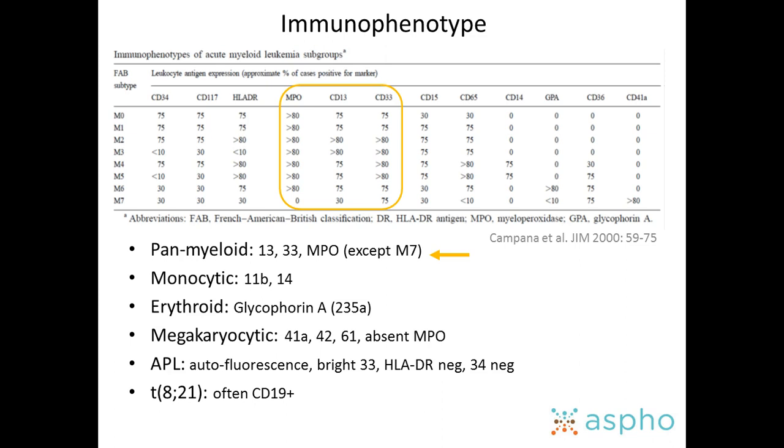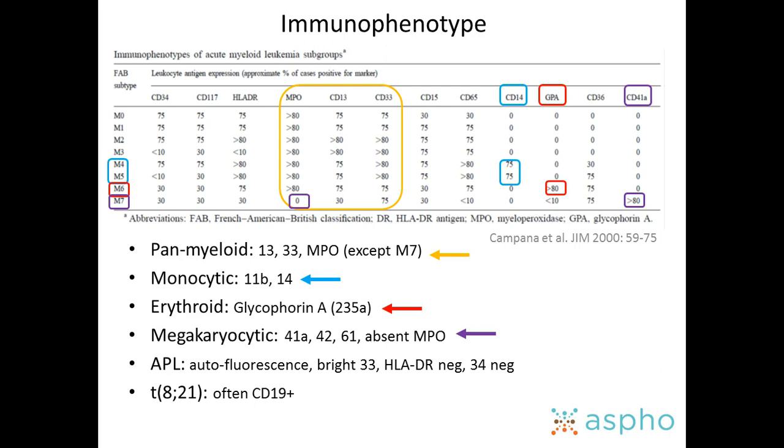There are a couple of markers that are selective for monocytic AML. That's the M5 and M4 forms. The one that's in this table is CD14. There's also CD11B, which is not in this table, but is also another monocytic specific marker. So if the question says that the case expresses 11B and 14, they're trying to tell you that it's a monocytic AML. Glycophorin A, also known as CD235A, is very specific for the erythroid form, the M6 form of AML.